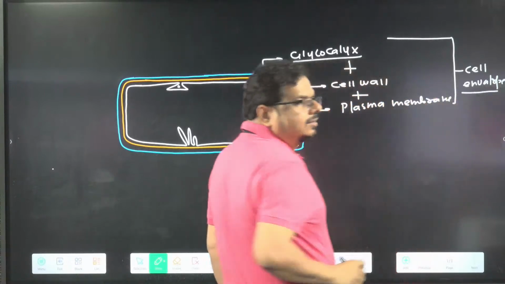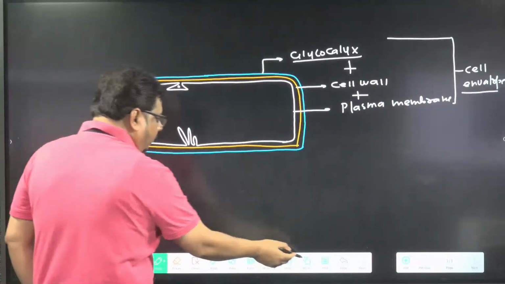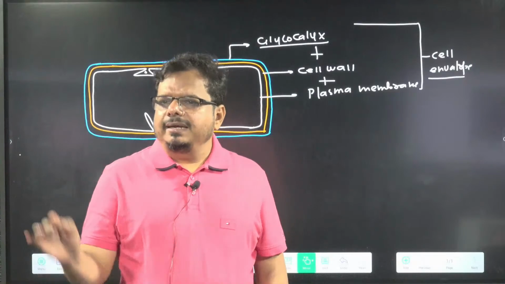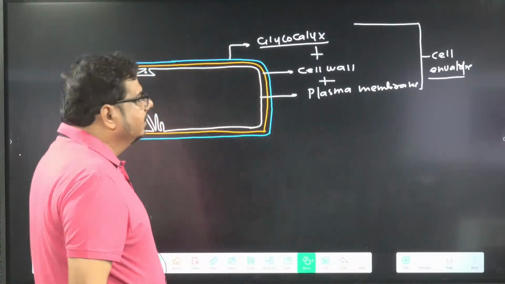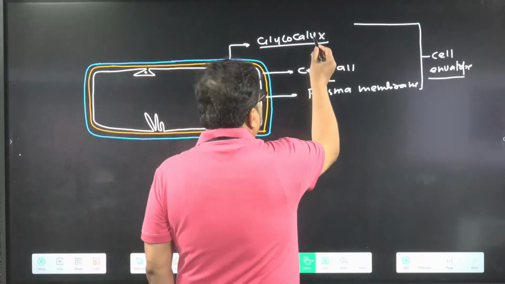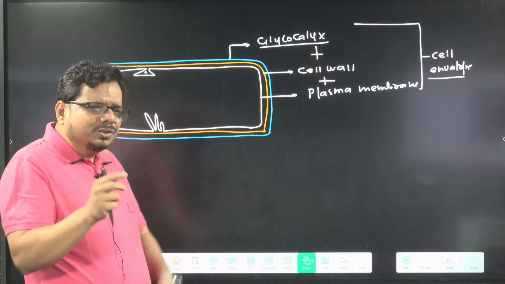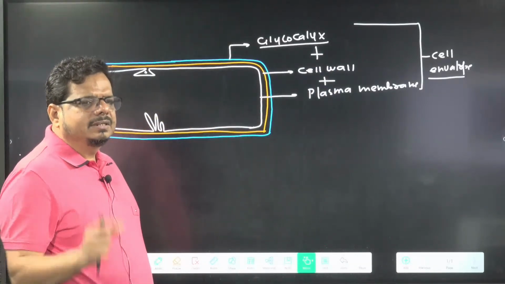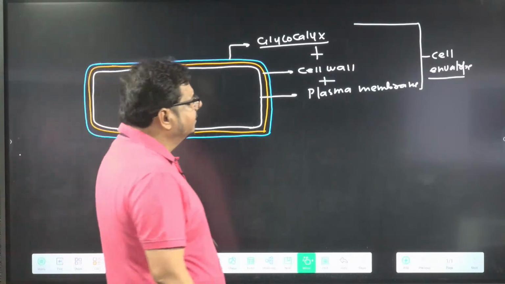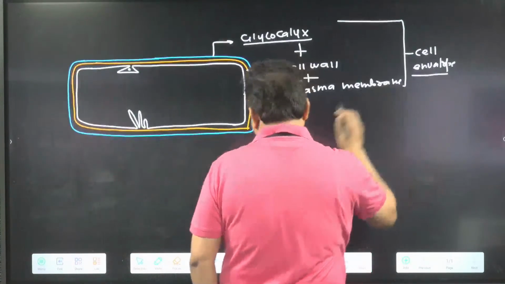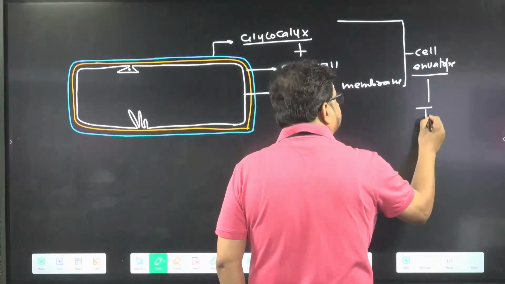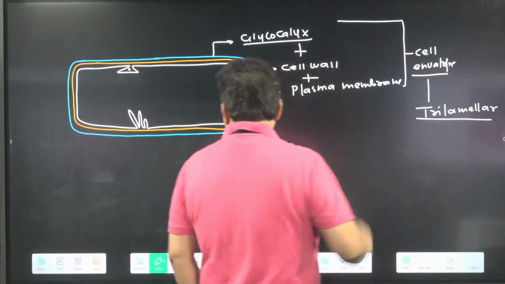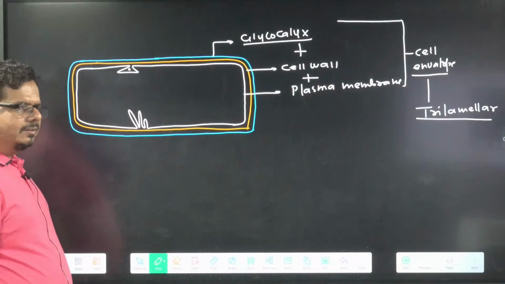You got the idea? The cell envelope of the prokaryotic cell is trilamellar, made up of 3 layers. All 3 layers are fused together. It's not like they are separately present. Glycocalyx, cell wall, and cell membrane fuse together, making a structure called cell envelope, and this cell envelope is trilamellar. First I am drawing the structure, then I will explain everything, don't worry.